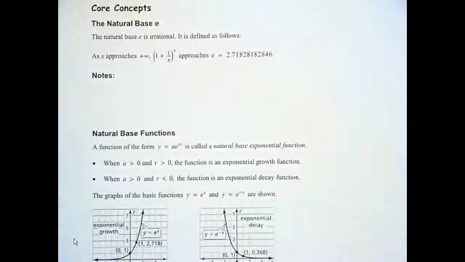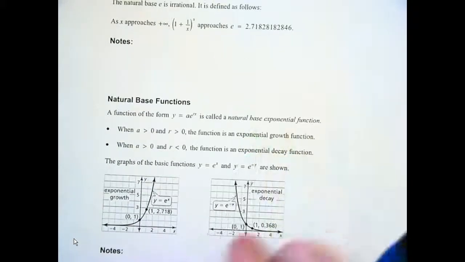Just to summarize: e is our natural base. e is irrational. Remind your neighbor what irrational means, other than it's not rational. It goes on forever. Okay, volunteer, what does irrational mean? It goes on forever. It can't be written as a fraction, doesn't terminate, doesn't repeat. It's a decimal that keeps going on forever.